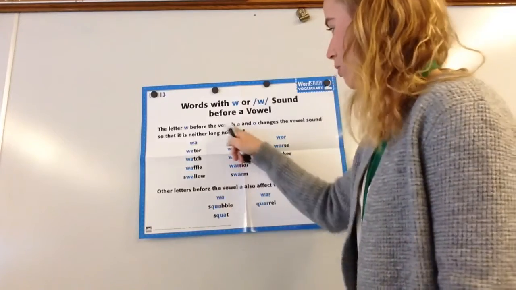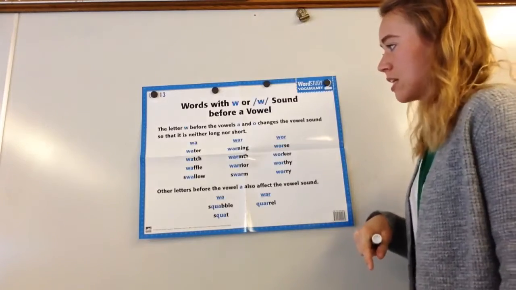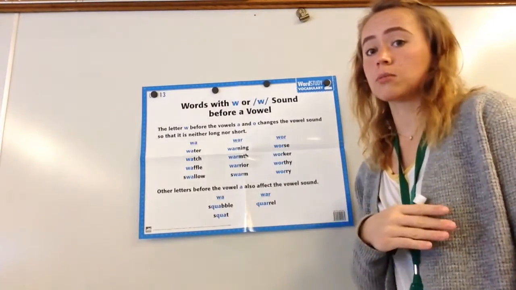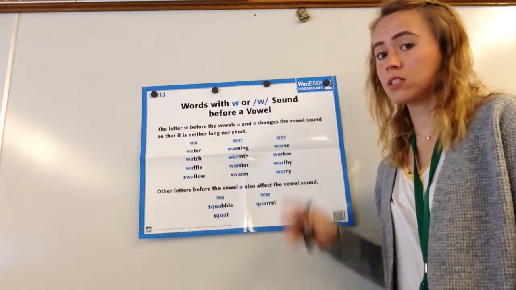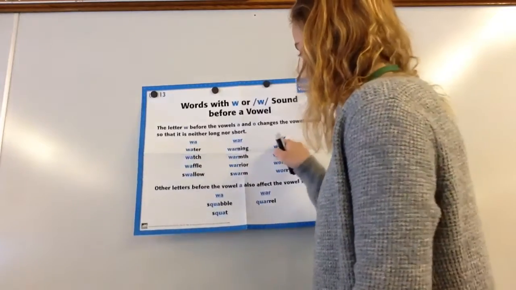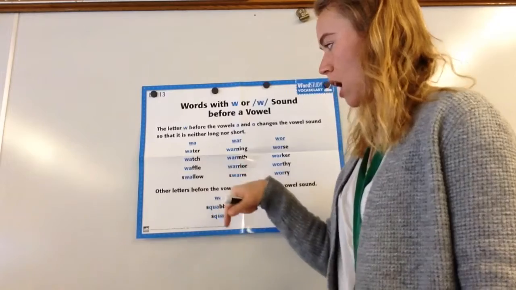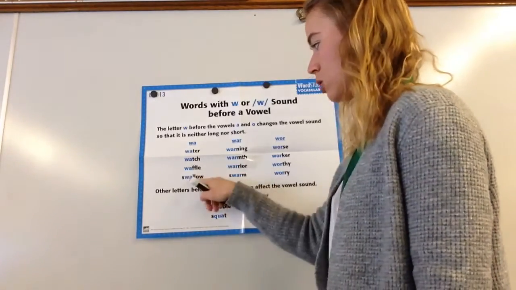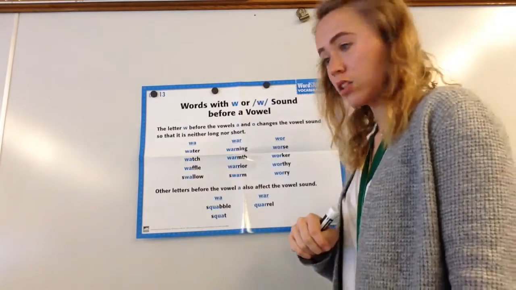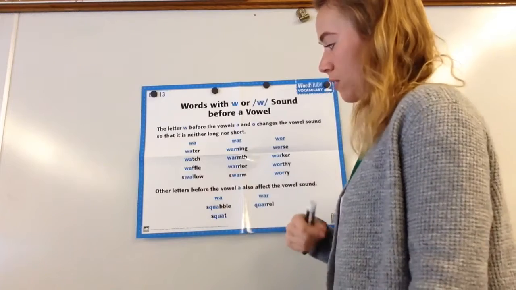The letter W before the vowels A and O changes the vowel sound so that it is neither long nor short. Just like these last 2 weeks we've had neither long nor short sounds, this is the same way. We're going to have these different spelling patterns. We're going to have wa, in water, watch, waffle, and swallow. That W changes that A sound, because otherwise you'd normally say ah. But that W makes it sound like wa.